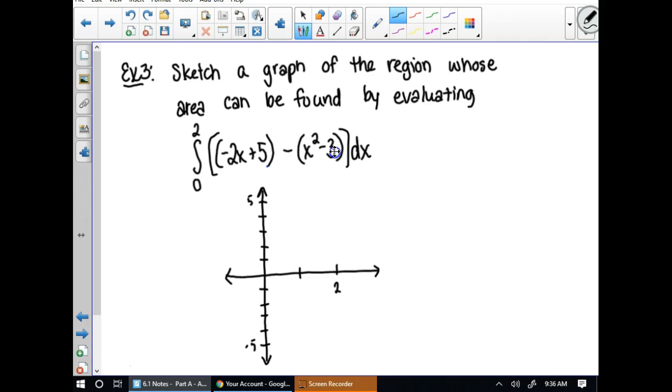So then you're just going to graph your two equations that you've got here. So you've got negative 2x plus 5. That is a line that has a y-intercept of 5 and a slope of negative 2. So you're going to go down 2 to the right 1, down 2 to the right 1, and draw in that line.